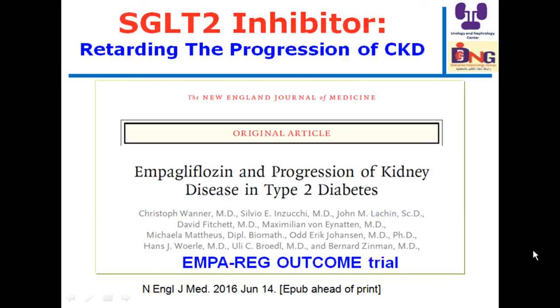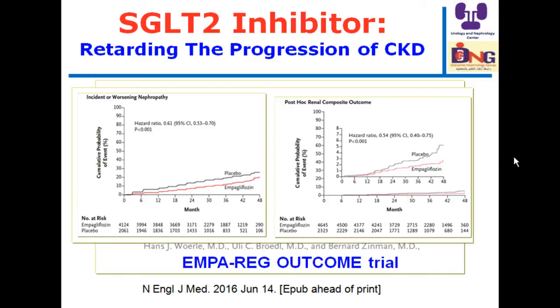Regarding the EMPA-REG OUTCOME trial and kidney protection, empagliflozin and the progression of kidney disease in type 2 diabetes, this was a very nice study because it opens the horizon and opens the door for the use of this class in type 2 diabetes to protect the kidney. Here, empagliflozin in a dose of 10 to 25 milligram was used, provided that estimated GFR is above 30 milliliters per minute in type 2 diabetes.